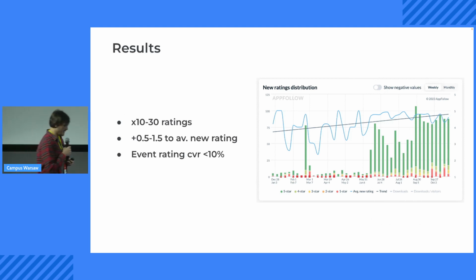We started to get a lot of new ratings from a quantitative perspective, but from a qualitative perspective it worked as well, because the average rating which we were receiving improved by 0.5 or 1.5 stars. But still the conversion rate of the event was lower than 10%. What do you think? Did we improve our visibility after this change?